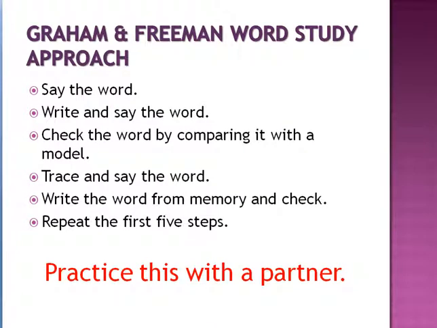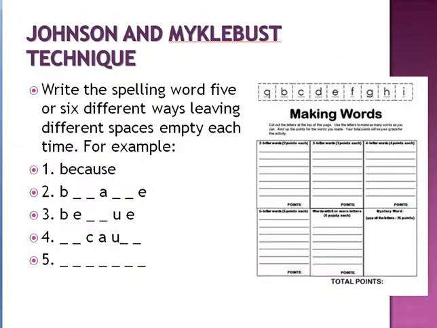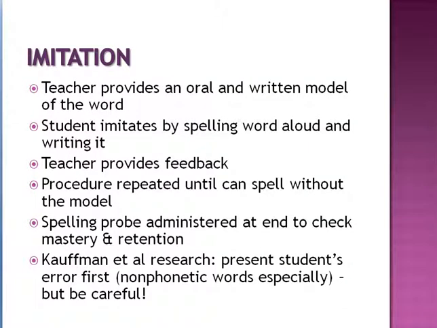The Graham and Freeman word study approach is: you say the word, you write the word, you check the word by comparing it with the model, you trace and say the word, write the word from memory and check, and then repeat the first 5 steps. So instead of just writing the word over and over and over again, there's a lot more to this process, and it seems to be beneficial. I've seen this help for some students, not necessarily all students, but it's a good approach. This is another technique where you can give them words but leave missing blanks where they keep making mistakes and help them to get to making that word completely independently.